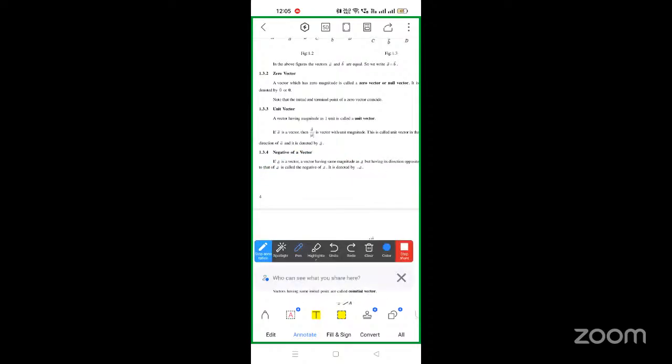Negative of a vector. A vector a bar; a vector having the same magnitude as a bar but the direction opposite to that of a bar is called the negative of a bar. So a negative vector is nothing but a vector with the opposite direction. It is denoted by minus a bar. So this is the negative of a vector.